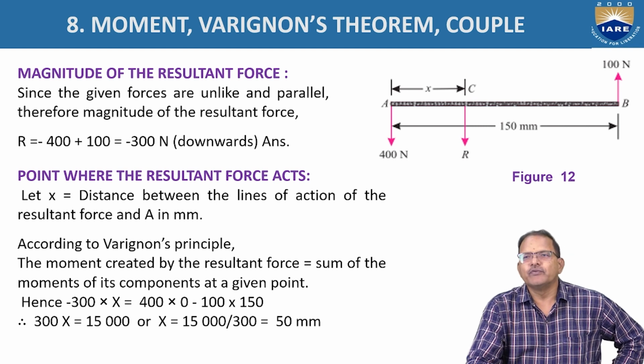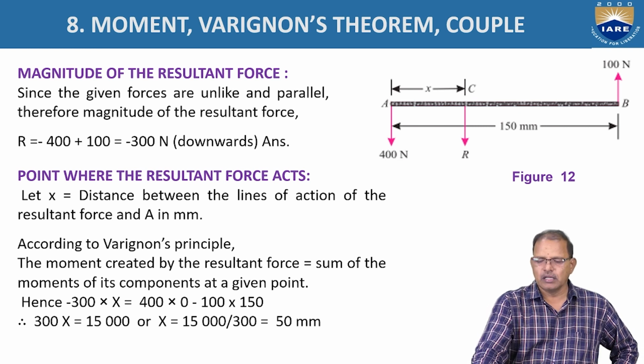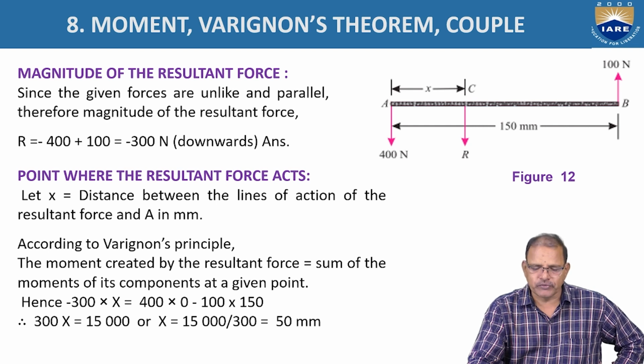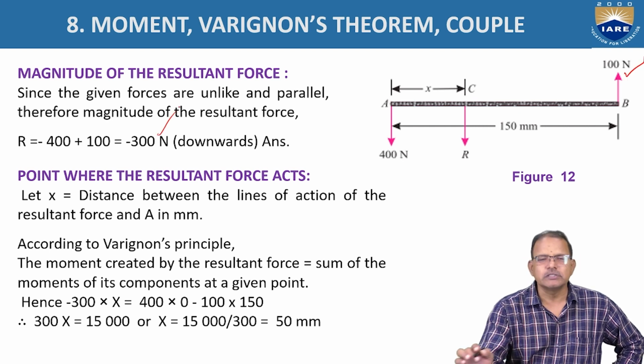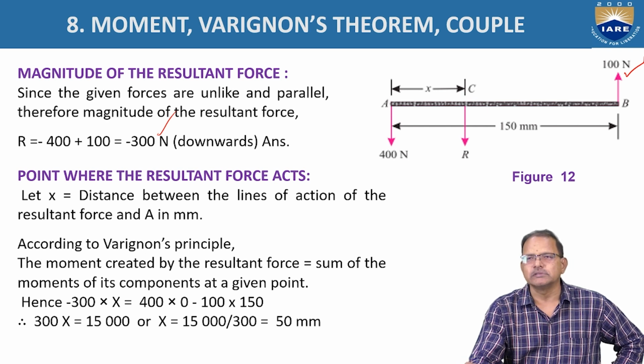Now the resultant force is equal to the algebraic sum of the vertical forces. Here the forces acting in the upward direction are treated as positive and downward direction forces are treated as negative. Hence the resultant force is equal to minus 400 plus 100, which is equal to minus 300 newtons. The minus sign represents that it is acting in the downward direction.